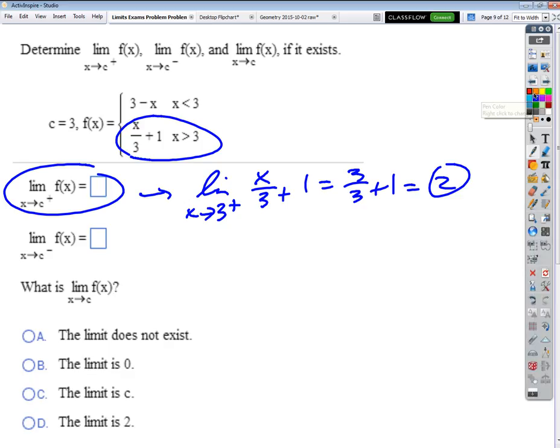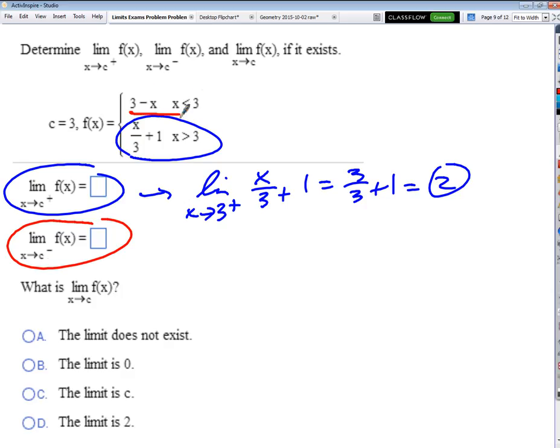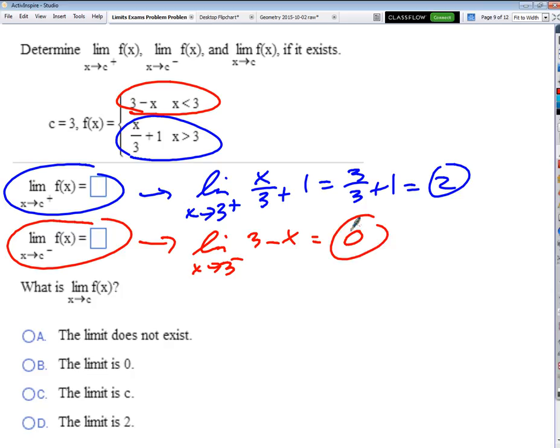Now what about as x approaches 3 from the left? We would be up there, so this would be 0. The limit does not exist, because the left and right limits don't agree. Make sense? Okay, good.